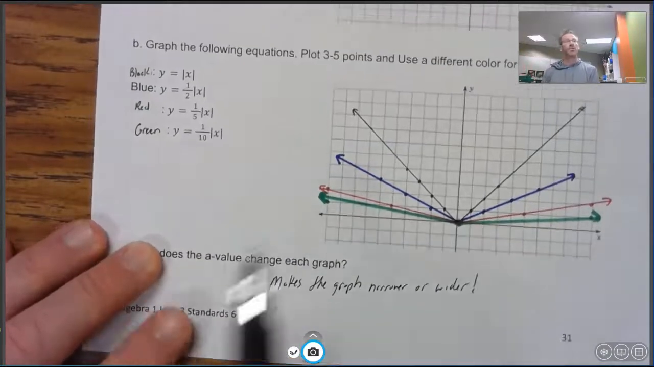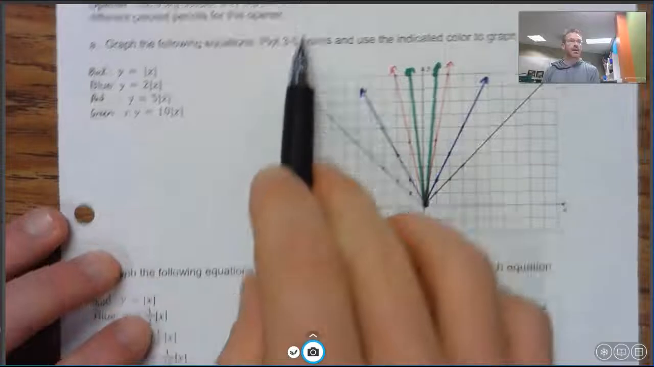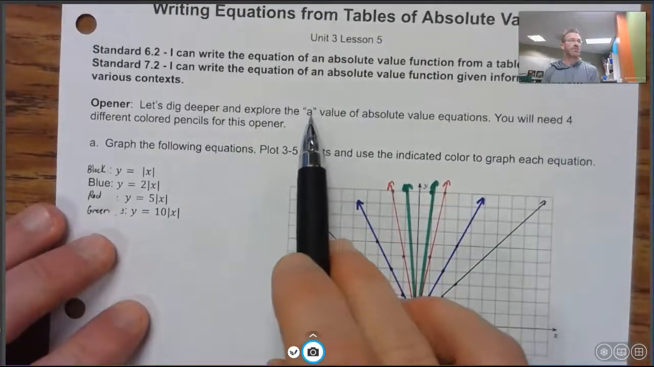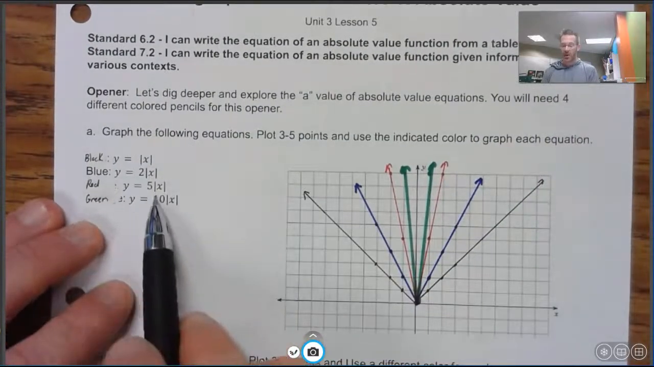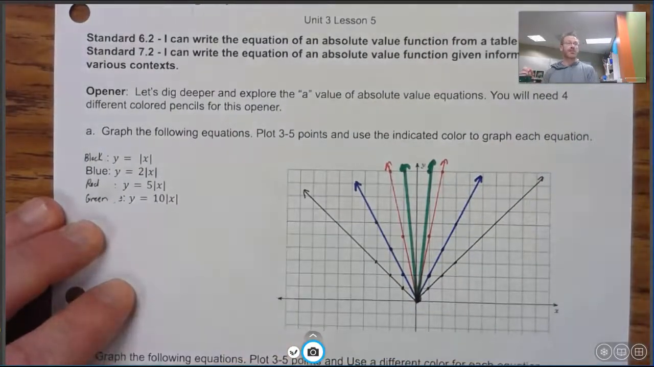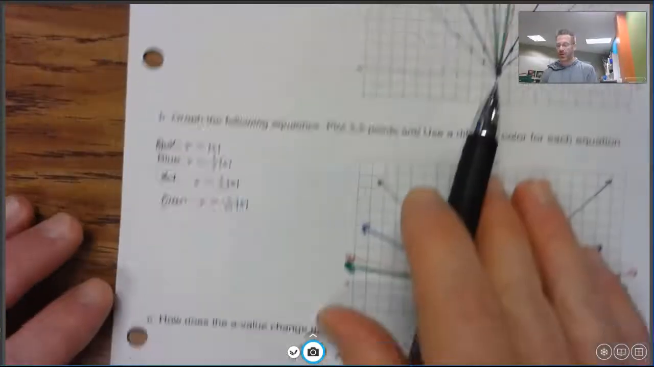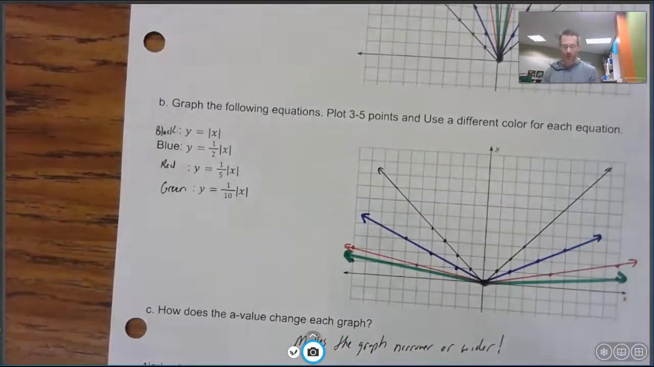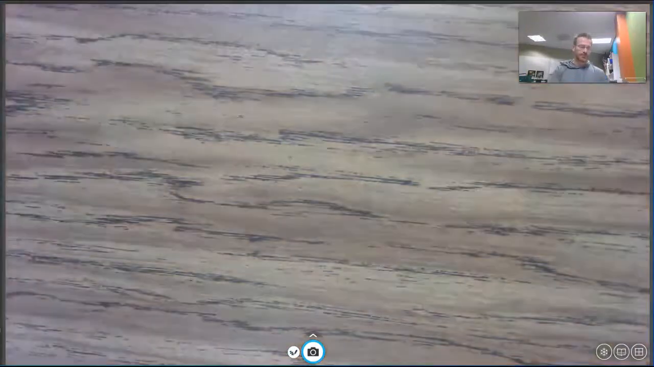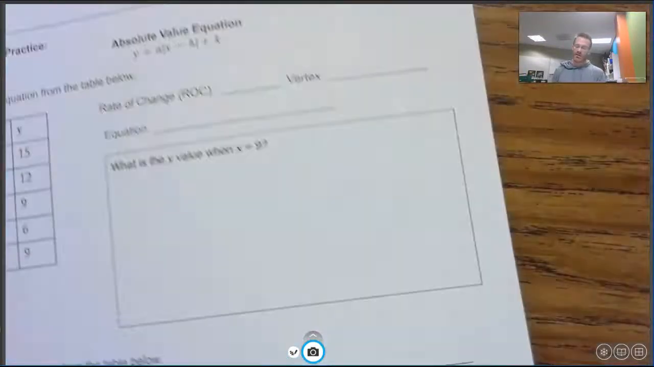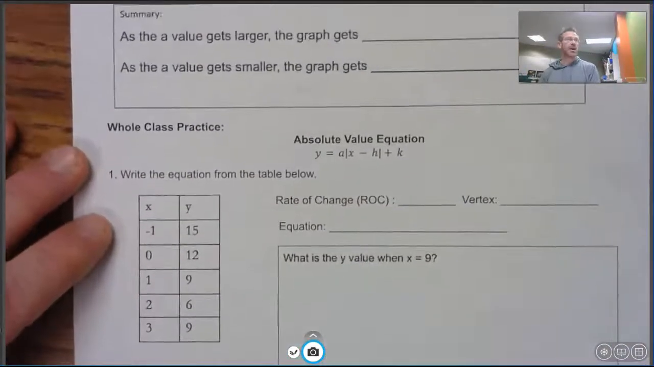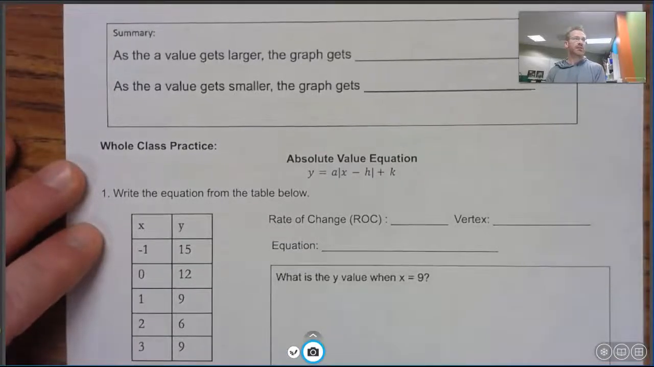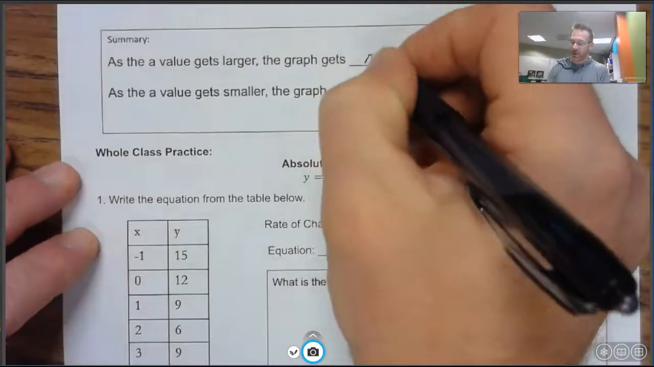What we really want you to understand is this A value is the rate of change. If that rate of change is going up, if I have a higher rate of change, my graph is going to be steeper. If I have a lower rate of change, my graph is going to be wider. Now let's flip the page and just summarize that. As the A value gets larger, the graph gets narrower.